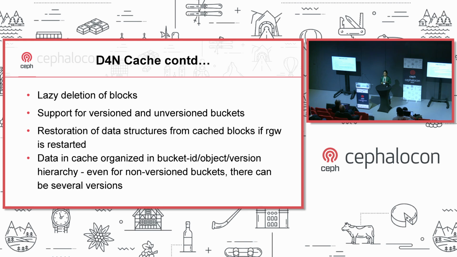The way the data has been organized in the cache is in the bucket ID, the object name, and the version hierarchy. And like I said before, version is very important for us. Even in case of non-versioned buckets, we maintain versioning so that when we get a request, a very simple GET request, we know which version we need to serve to the end user, and we do not end up serving stale data to the end user.